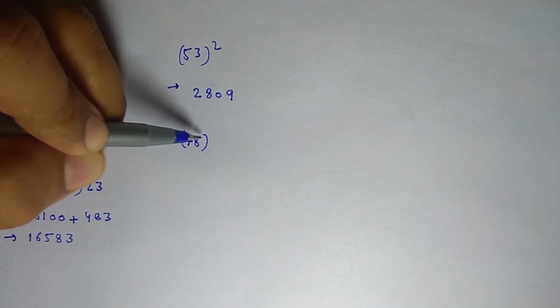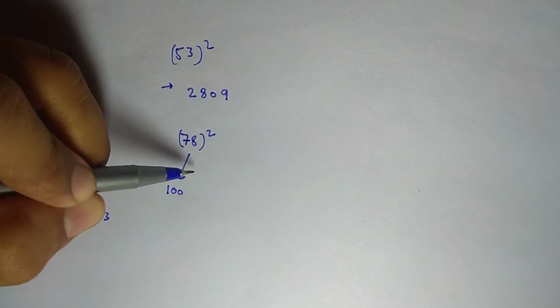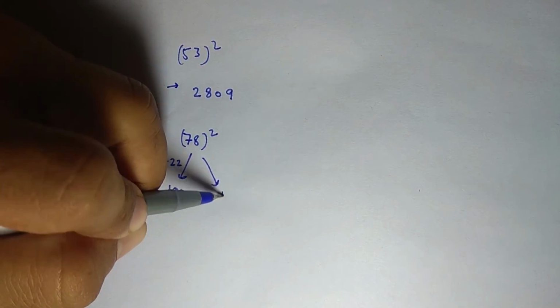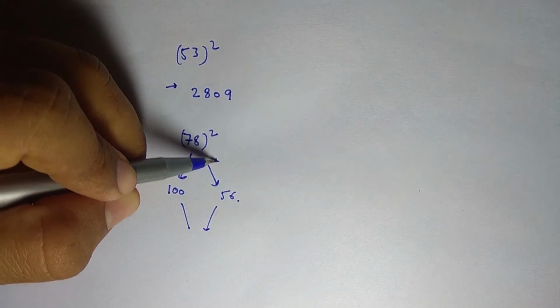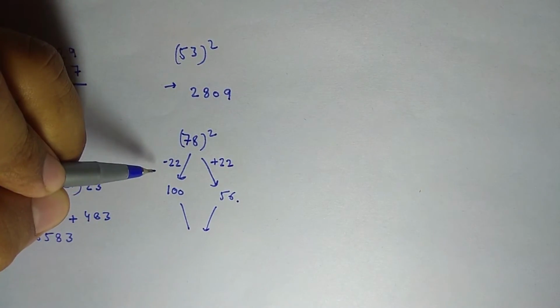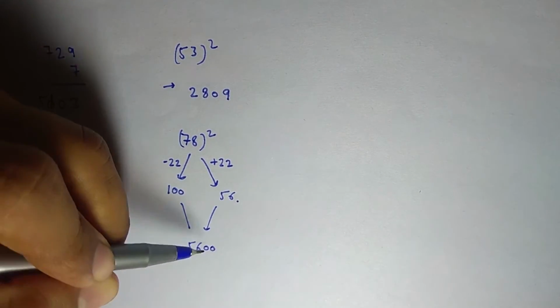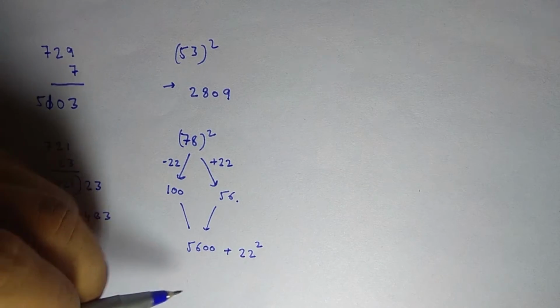Now 78 can be taken up to 80 and taken down to 76. Instead, I am here taking it to 100, because multiplying anything with 100 is rather pretty easy. So 78 plus 22 gives me 100. 78 minus 22 gives me 56. 56 times 100 is 5600, and adding 22 squared, that is 484, gives me 6084.